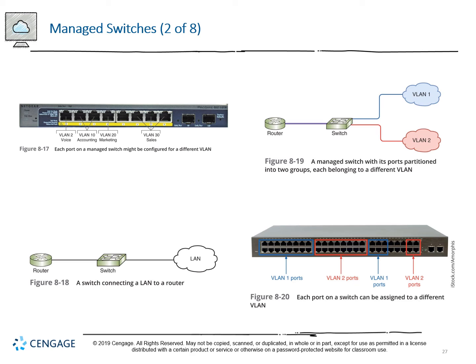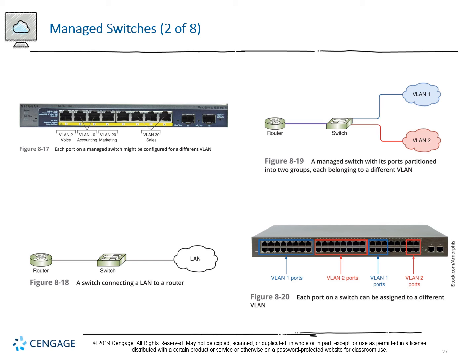So here we have a number of figures, and I'll just kind of go through each. I'll do the left column first and then the right column. Figure 817 shows us how some of these ports may be configured for different types of VLANs. One for voice, one for accounting, one for marketing, one for sales. So different groups within a company may have different VLANs assigned to keep their traffic sequestered. Figure 818 shows us a switch connecting to a simple LAN. So we have our LAN, switch, router combination.